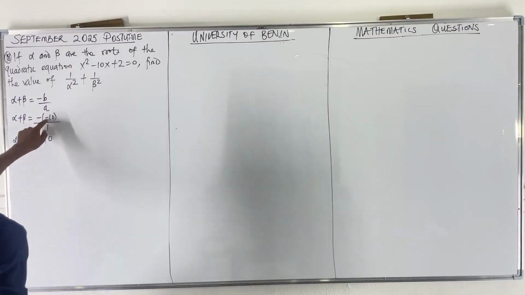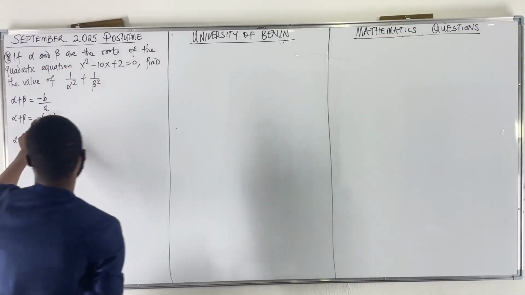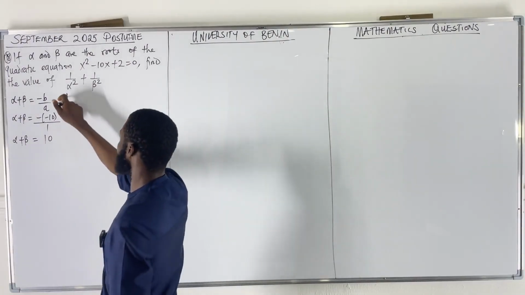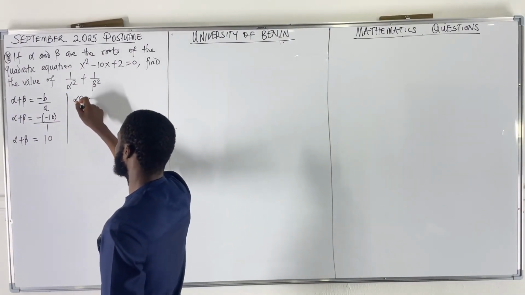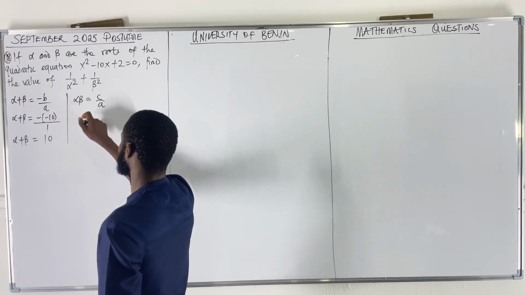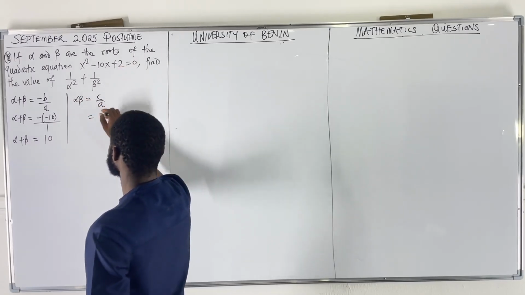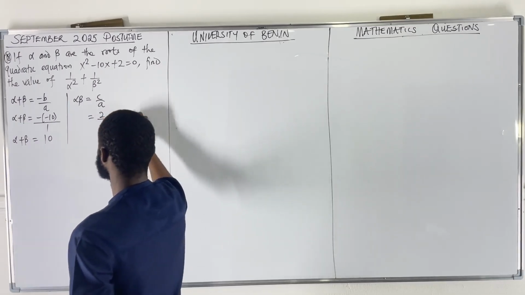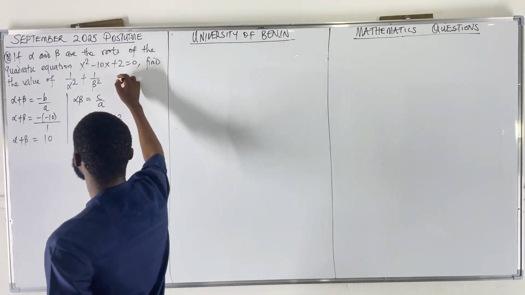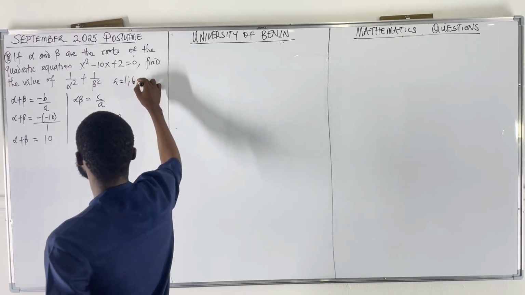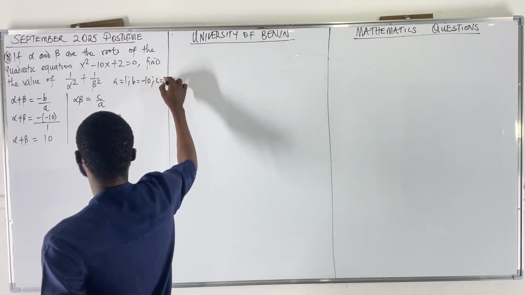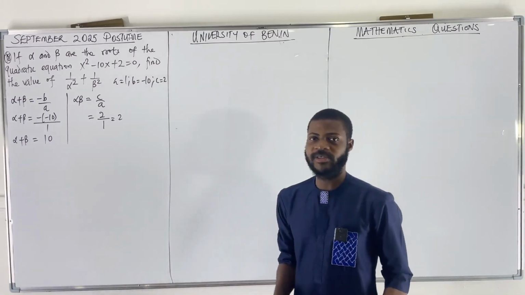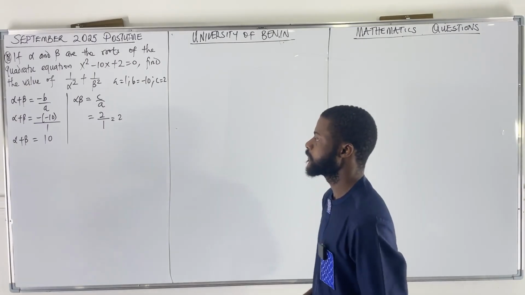So this means alpha plus beta is equal to 10, because minus minus will give us plus. Then the next one is alpha beta, which is the product, c over a. The c here is 2, over a which is 1, so that's equal to 2. Because from this quadratic equation, a is equal to 1, b is equal to minus 10, then c is equal to 2. So the first thing you do is to find alpha plus beta and alpha beta.